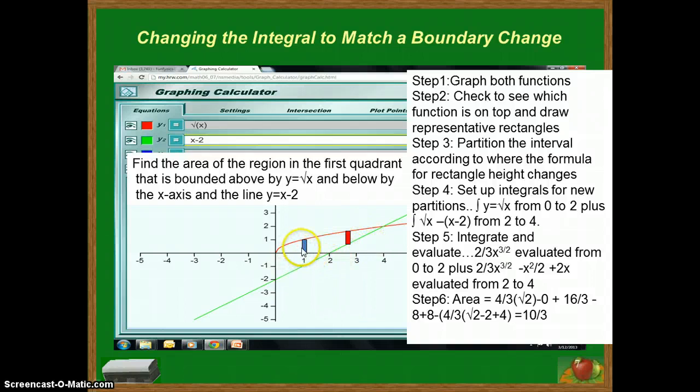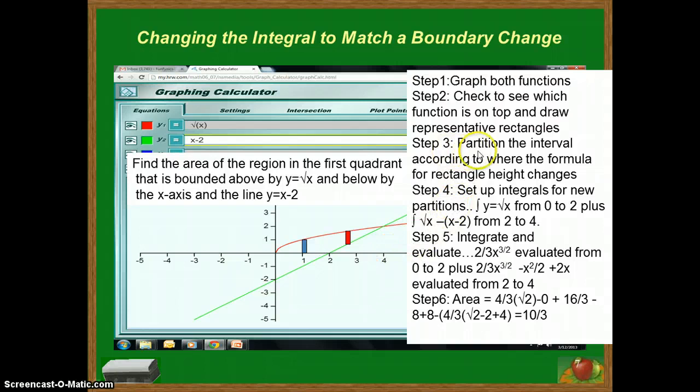Notice, I've drawn in two rectangles here. For this area from 0 to 2, the only thing I care about as the height of this rectangle is the function value for the square root of x. But when I get from 2 to 4, the size of the rectangle in my area is really going to be this red curve minus what's under the green curve. So this will be the square root of x minus the quantity x minus 2, and that will be from 2 to 4. So I really have two separate integrals.